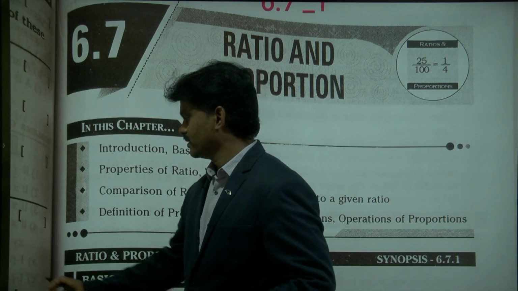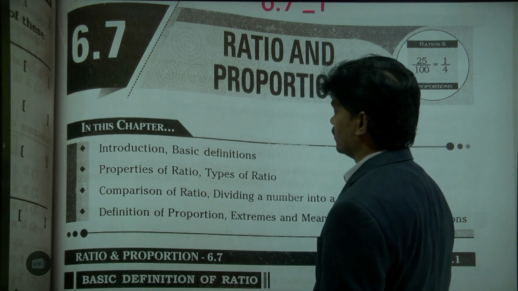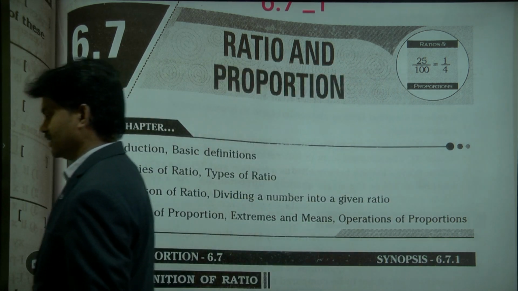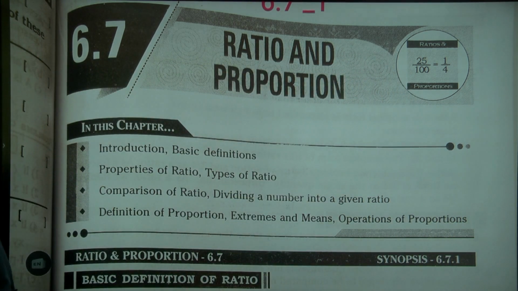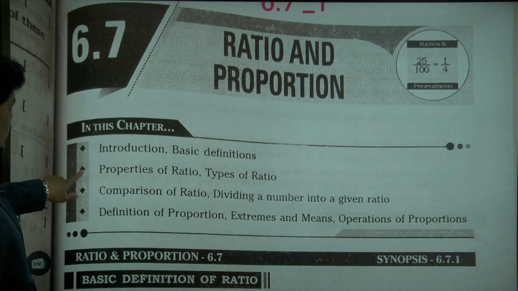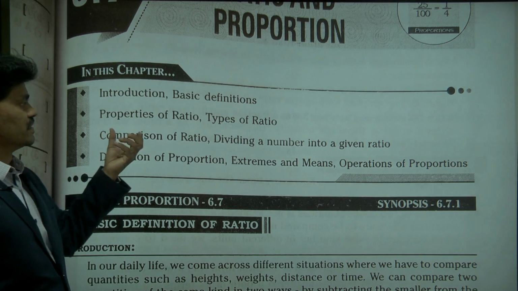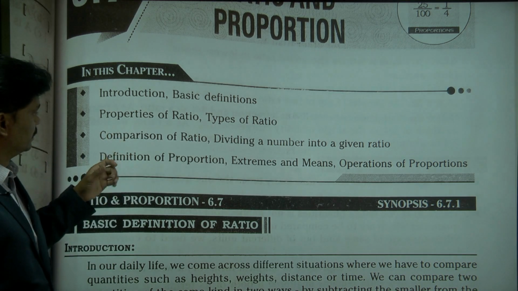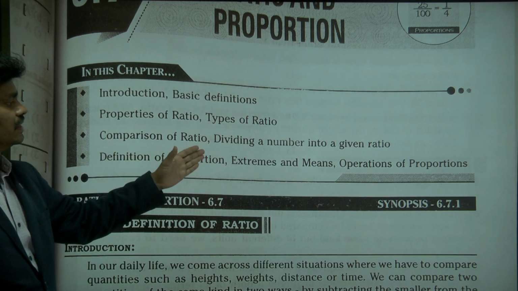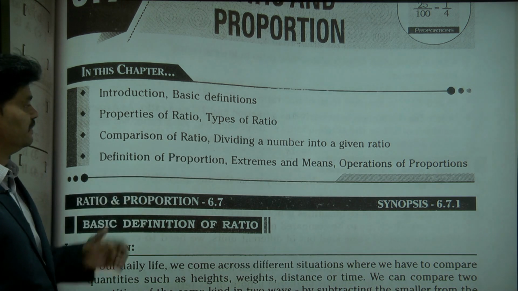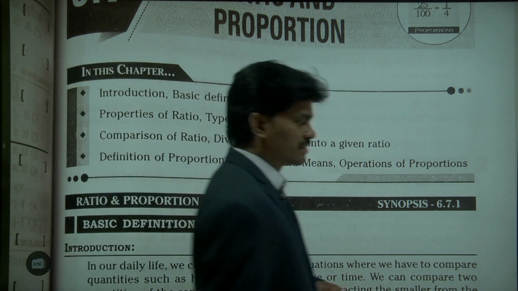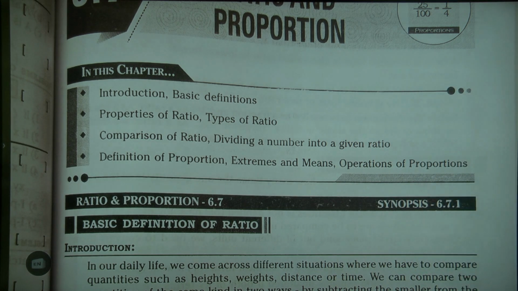I'll open the topic. So here is the topic. Our topic is ratio and proportion. In this chapter, what are the points we discuss? Introduction, basic definitions, properties of ratios and types of ratios, comparisons, dividing a number into a given ratio, definition of proportion, extremes and means, and operations on proportions.